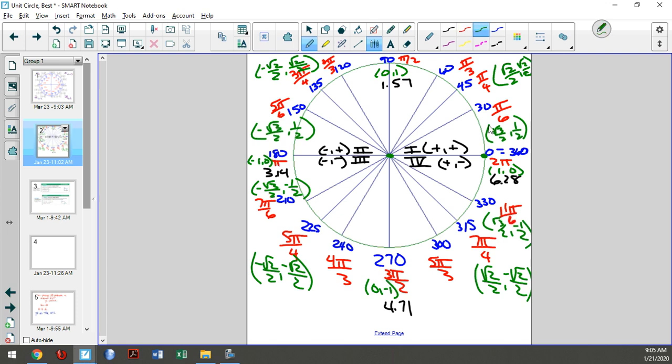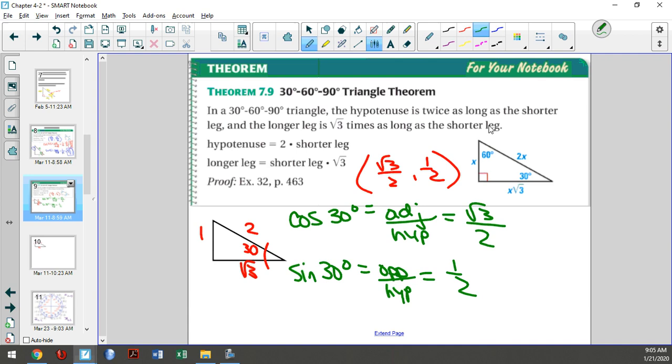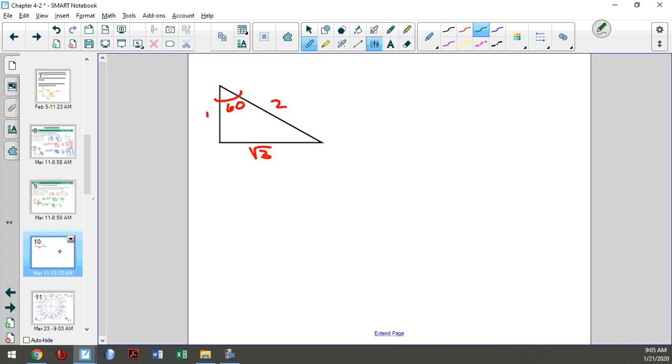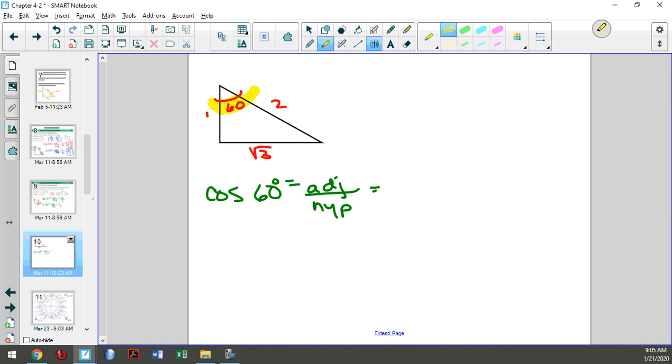Do we all see that, yes or no? Okay, so we get our points for our 30 degrees. Now what do I need to do? I need to do my points for my 60 degrees. So I'm going to come back over here and do my 60-degree one. If I want the cosine of 60 degrees, that's going to be my adjacent over my hypotenuse. So 60 degrees is right here. What is adjacent to 60? 1.